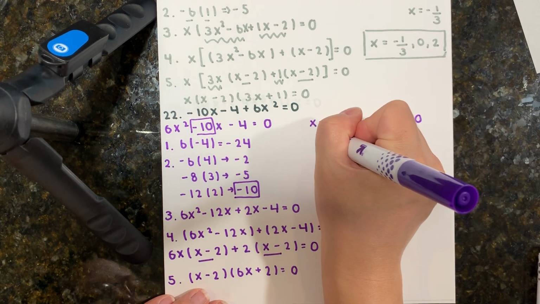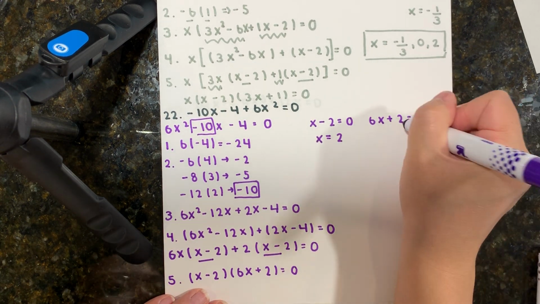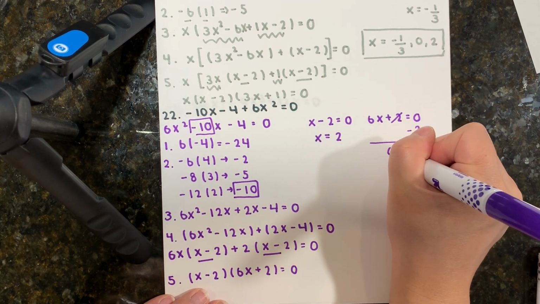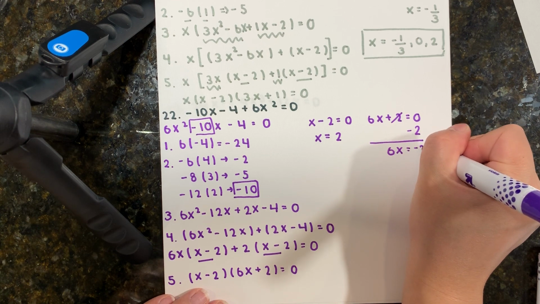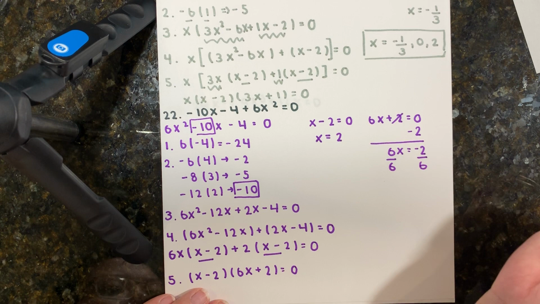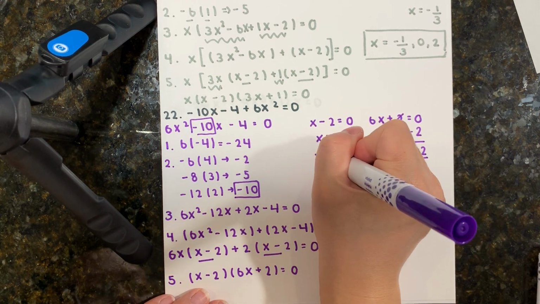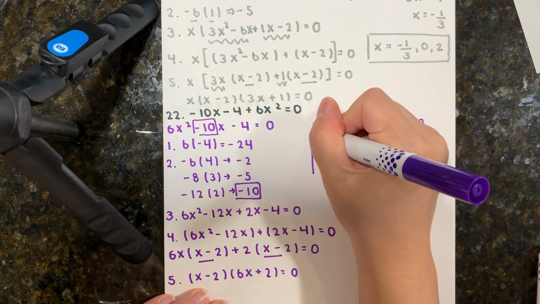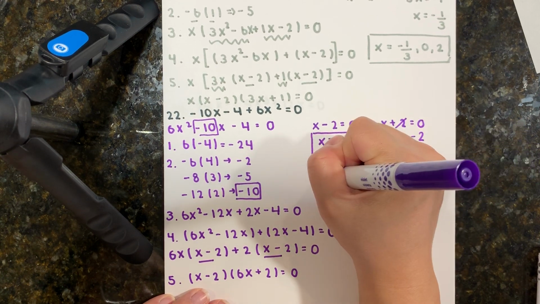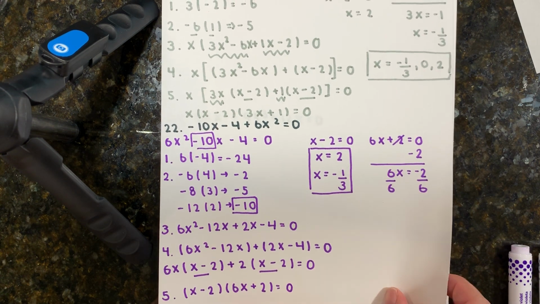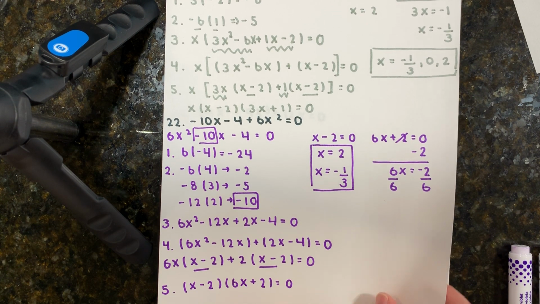First one's easy, gives you x is equal to 2. The second one, I have to move the 2 to the other side. So I have 6x is equal to negative 2. Then divide by 6. So my second answer would be x is equal to negative 1/3. And that would be your result for number 22.